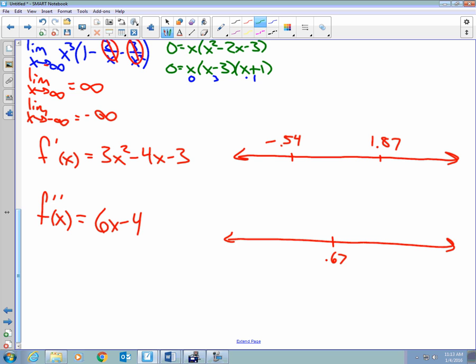Okay, let's do our test. This does not factor, so I'm just going to have to plug in a -1 and see what I get. -1 squared is 1, times 3 is 3. Plus 4 will be 7, minus 3 will be 4. So this is positive. Plug in 0 and you get negative. Plug in 2 and we get positive. For the second derivative, plug in 0, you get a negative. Plug in 1, you get a positive.